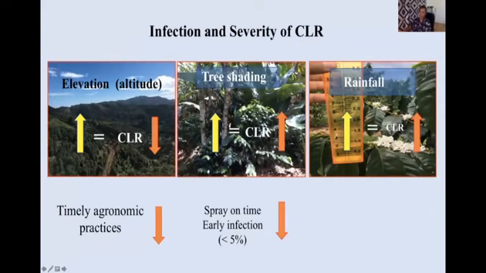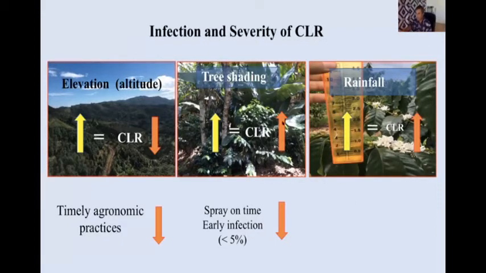Elevation. If you go up, the coffee leaf rust is expected to have less infection and less severity. As you increase in elevation, the disease is going to reduce. This is good for coffee plantations at high elevation. It doesn't mean farmers who have coffee farms in this location are going to relax and do nothing. No, they need to be alert as well. But this is the pattern that we see in Central and South America.